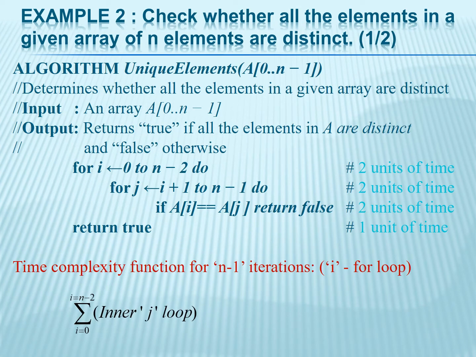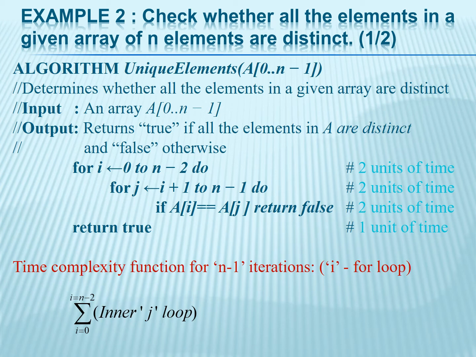Example 2 checks whether all the elements in a given array of n elements are distinct. The algorithm UniqueElements takes input array A of n elements. The algorithm consists of nested for loops with the outer for loop with i variable and the inner for loop with j variable. The outer for loop selects the element to be compared with every other element in the array. The inner for loop browses across every other element in the array.